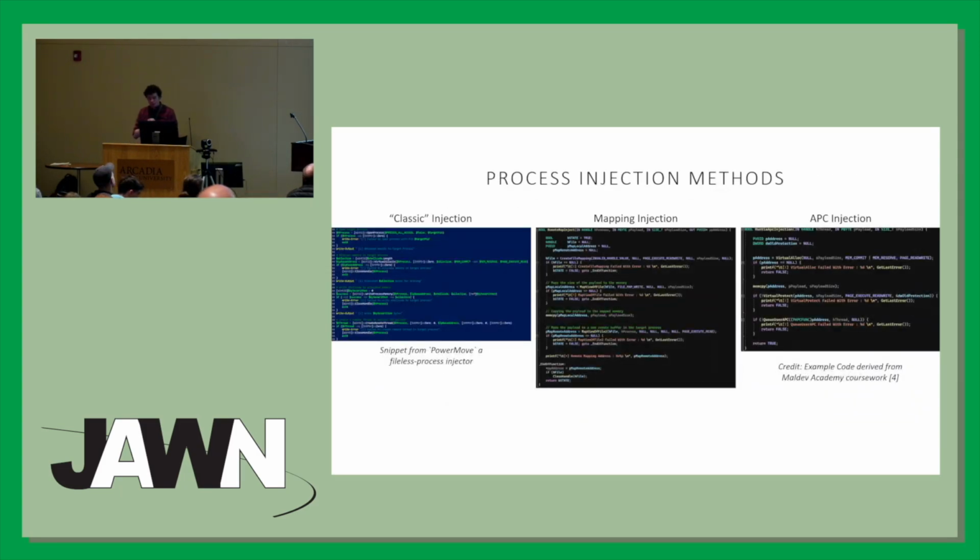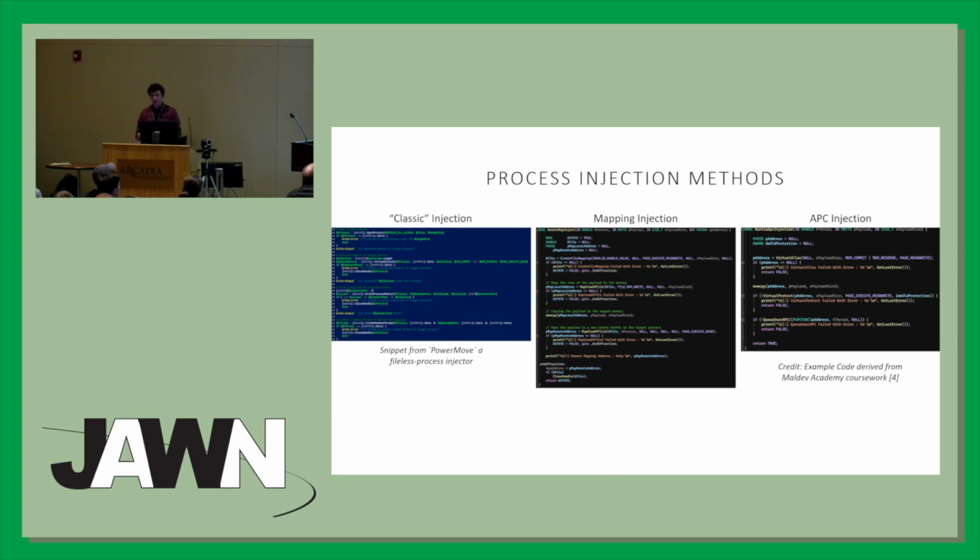Next is a technique called mapping injection. Basically how this works is you use CreateFileMapping to create a mapping of memory, and then you use MapViewOfFile, which is another API that allows you to write a payload to a target map or section, and then you map that section into the target process's memory, and then it'll get executed.